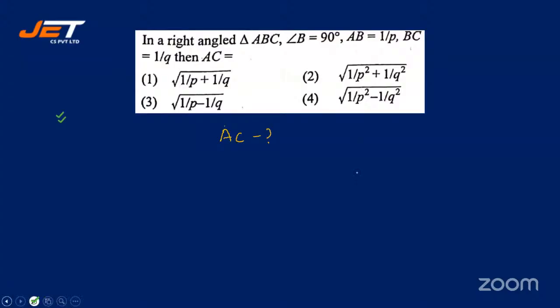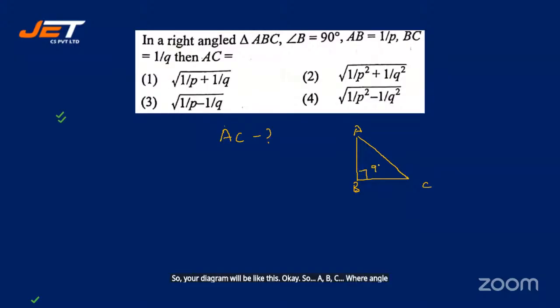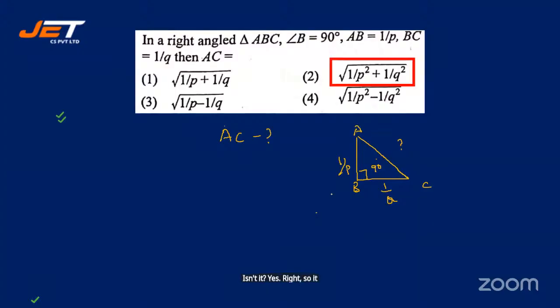So your diagram will be like this. A, B, C, where angle B is 90 degrees. So here AB is 1 by P, BC is 1 by Q. So what is AC? How do you find out AC? You can use your Pythagoras theorem and you can get the answer. It is root of 1 by P square plus 1 by Q square.